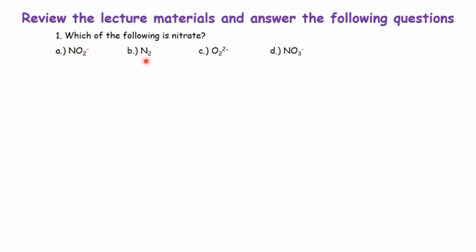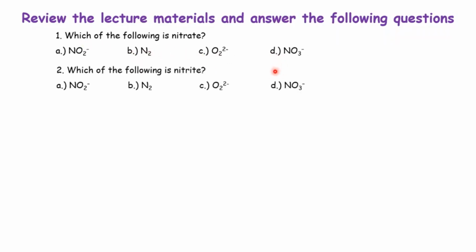What is this one? It's simply nitrogen, or you may say nitrogen molecule. That's a diatomic molecule. What is this one? This is just oxide. It has nothing to do with nitrogen. So therefore D is the correct answer.